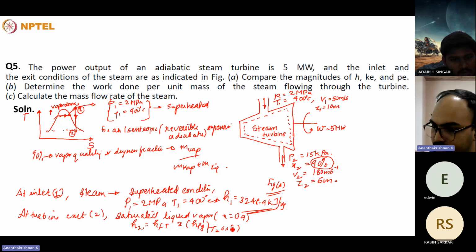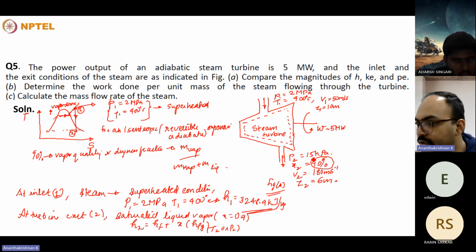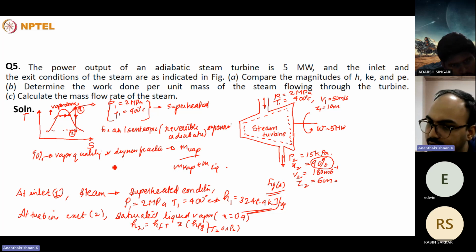At this pressure of 15 kilopascal, which is a saturation pressure, you'll get a corresponding saturation temperature, but we do not require it. From the saturation pressure itself, using this quality, you can calculate the enthalpy corresponding to point 2. At this saturation pressure, you can get the enthalpy of the fluid and the enthalpy of vaporization from the steam table. I'm using a software for that and I get it directly, but you can look into the steam table to get these two parameters, substitute them and get the value of H2.